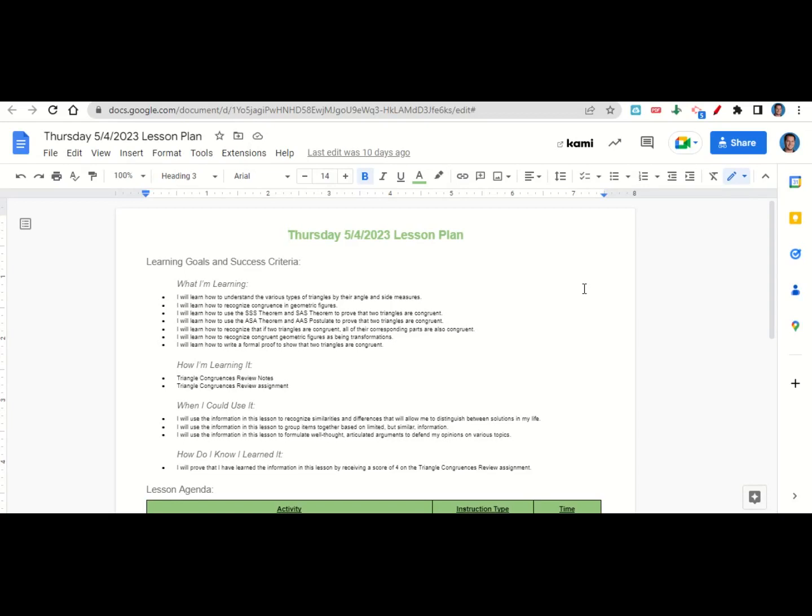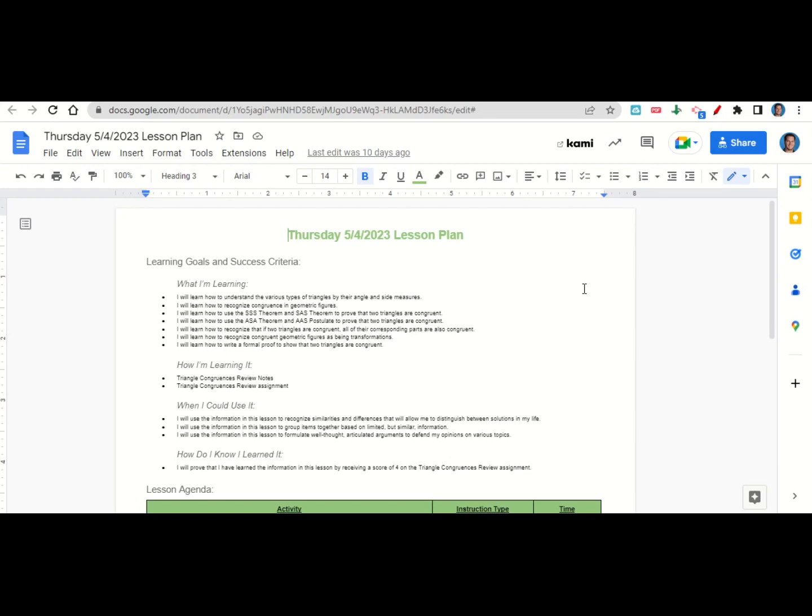First, what are we learning? We're learning how to understand the various types of triangles by their angle and side measures, how to recognize congruence in geometric figures, how to use the SSS theorem and SAS theorem to prove that two triangles are congruent, how to use the ASA theorem and AAS postulate to prove that two triangles are congruent, how to recognize that if two triangles are congruent, all of their corresponding parts are also congruent, how to recognize congruent geometric figures as being transformations, and how to write a formal proof to show that two triangles are congruent.